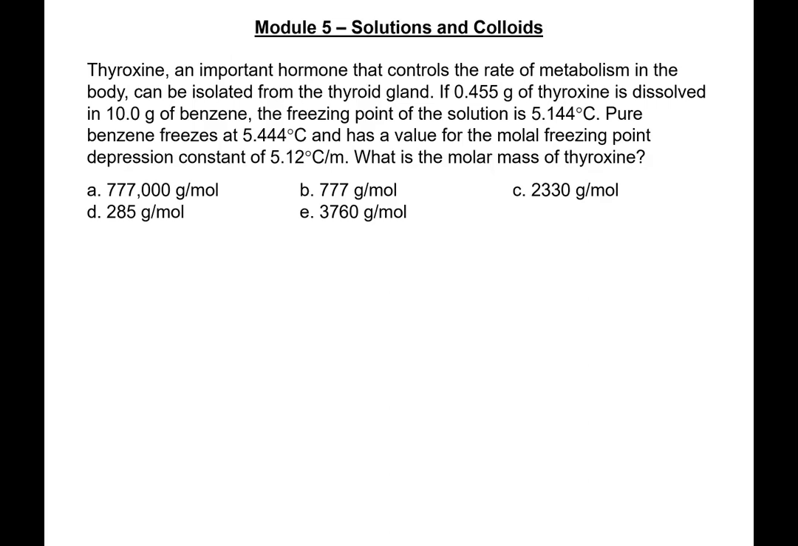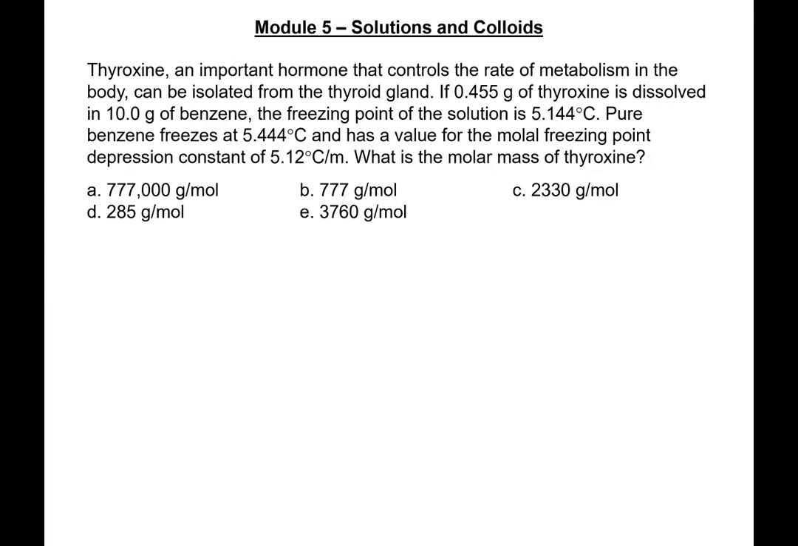The problem says thyroxine, an important hormone that controls the rate of metabolism in the body, can be isolated from the thyroid gland. If 0.455 grams of thyroxine is dissolved in 10 grams of benzene, the freezing point of the solution is 5.144 degrees C. Pure benzene freezes at 5.444 degrees C and has a value for the molal freezing point depression constant of 5.12 degrees C per molal. What's the molar mass of thyroxine?